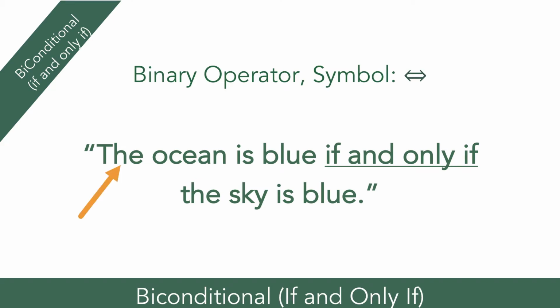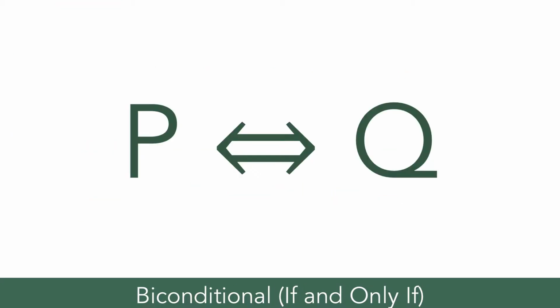Let us now look at biconditional statements. Biconditional propositions connect statements such that P is true if and only if Q is true. The biconditional is the proposition that is true when P and Q have the same truth value and is false otherwise.